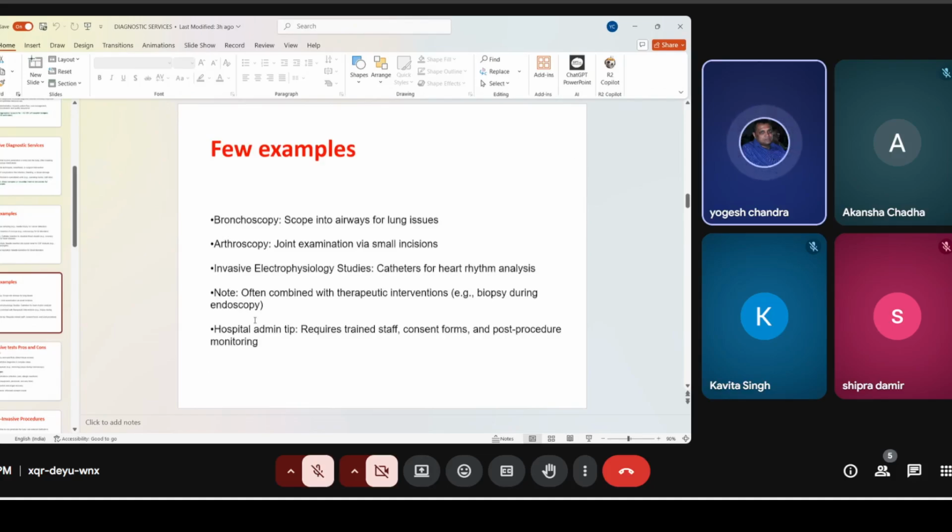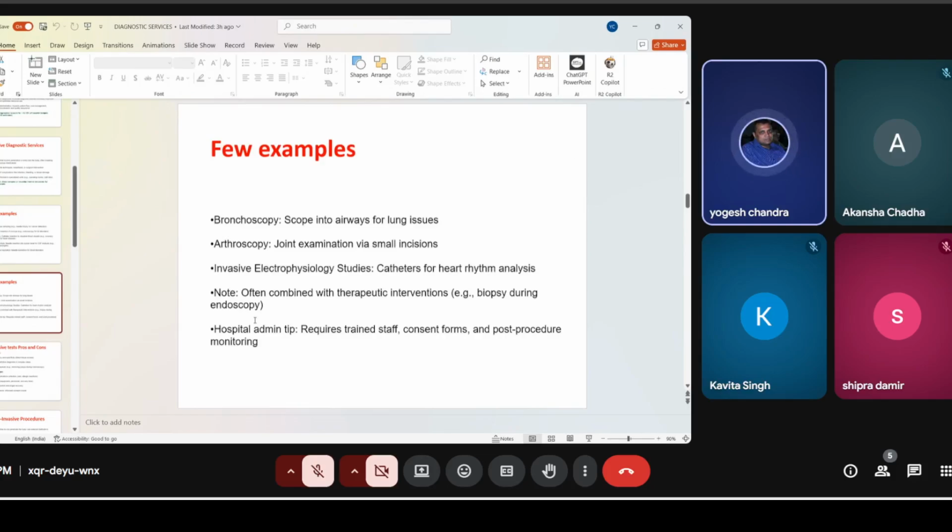So that is required, and most of these invasive diagnostic services require the consent form also. In other non-invasive cases, in maximum cases you don't need any kind of consent form, but in this you need the consent form also. And in many cases you need the post procedure monitoring also. You have to keep the patient.